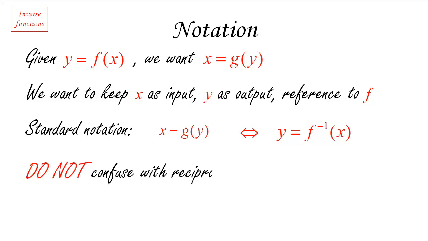Now, make sure that you do not confuse this notation with the similar notation that we use for the reciprocal. Remember, the -1 power represents a reciprocal, but this -1 placed just near the name of the function f represents the inverse. So the reciprocal is written as f of x to the -1. That's a power, and it represents 1 over f of x. But that's a different thing. We're going to see in some examples later how they're different and how important it is not to confuse them.